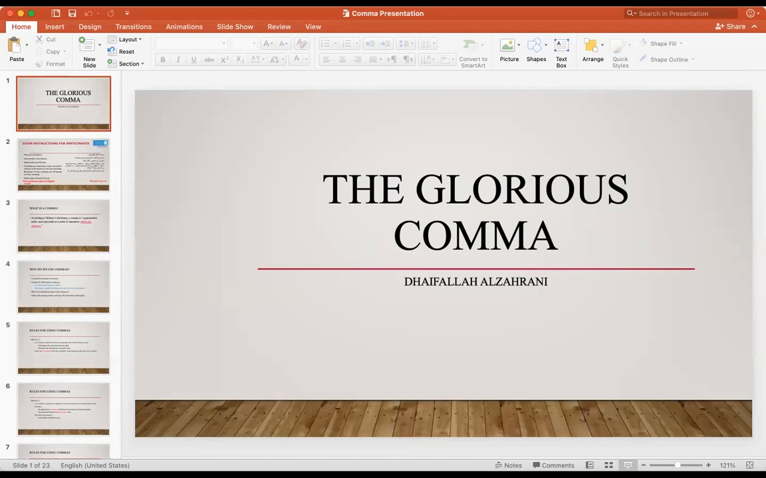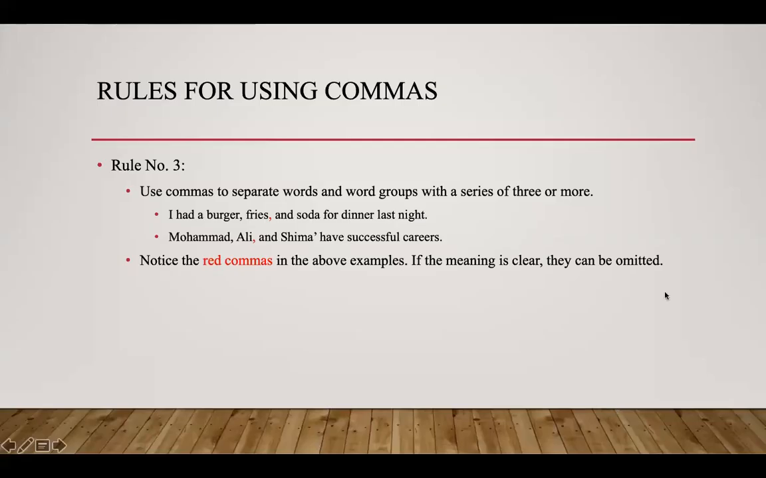So whenever you have a list of 3 items, Doctor, I'm sorry for interrupting, but the slide doesn't show up. Okay, let me try and share them again. Just give me a second. Are they clear now?